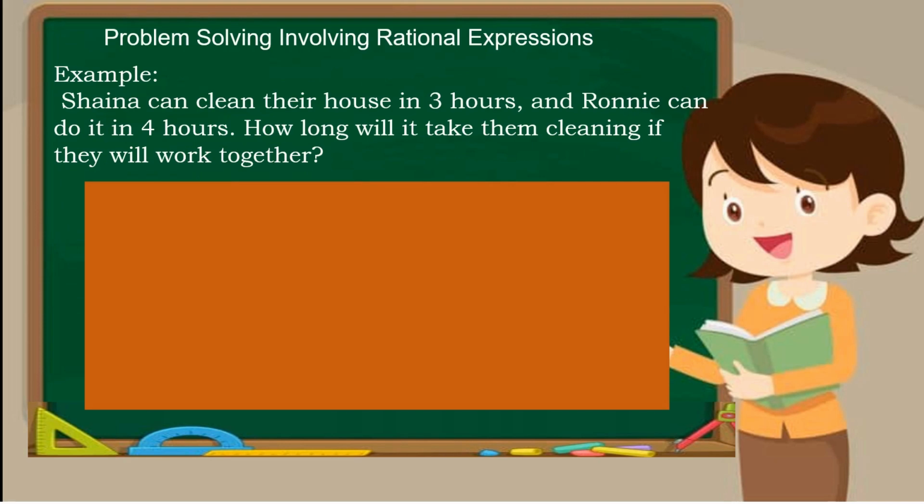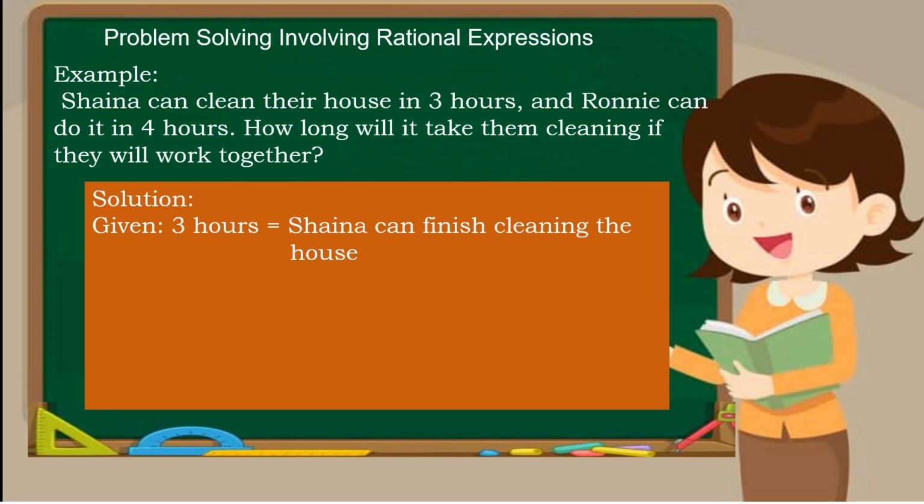So, let's identify the given and the unknown. Diba? If we are solving a problem, we first identify what are the details or the given information, and then we represent the unknown or the missing value using a variable. Okay? So, solution, we have the given as 3 hours for Shaina to finish cleaning the house. And we have 4 hours for Ronnie to finish cleaning the house.